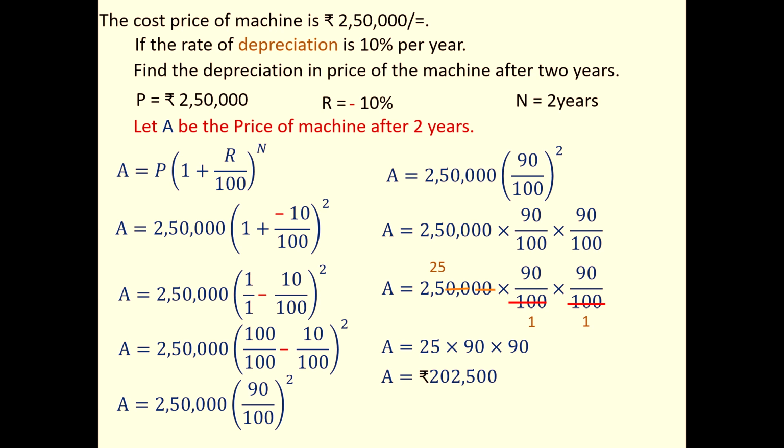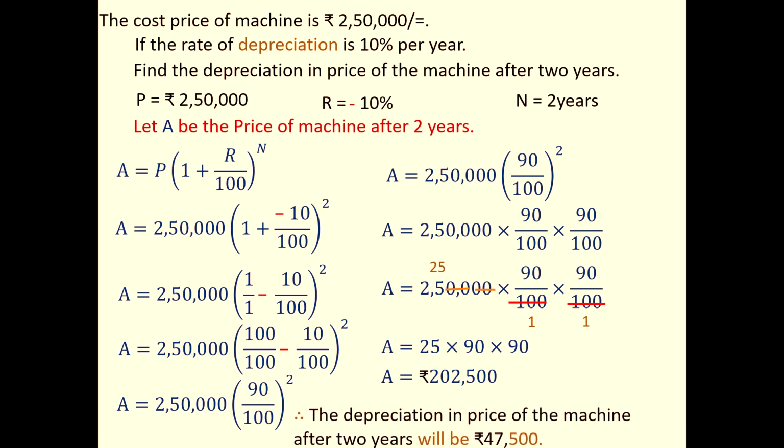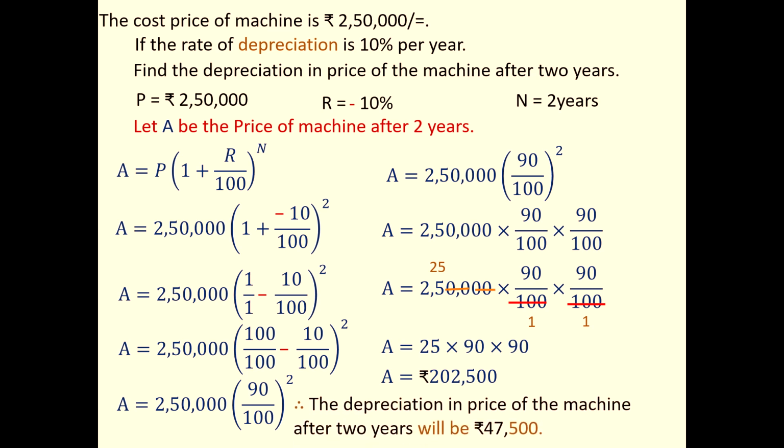You have seen in the beginning it was 2,50,000. After 2 years it will become 2,02,500. The price got depreciated. Clear? So the depreciation in price of the machine after 2 years is 47,500. It means the price has reduced by 47,500.